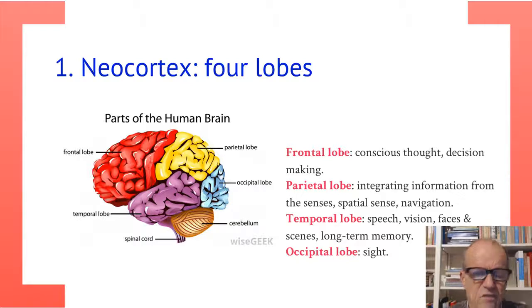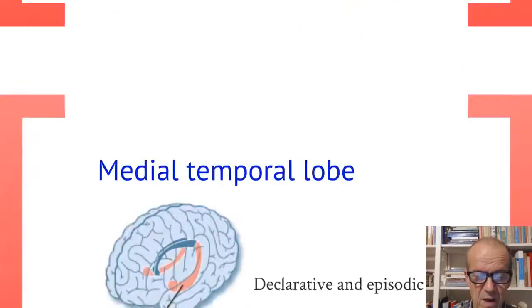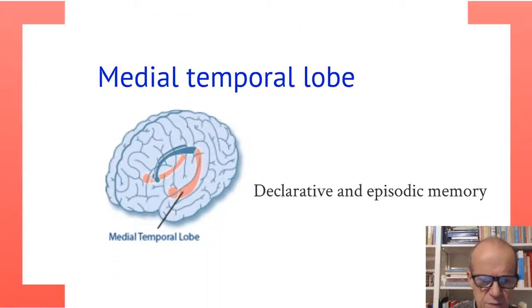So these are very, very gross demarcations, so to speak, of the functions of the human brain, of the neocortex. But you have a basic idea where things happen. And the medial temporal lobe has an important function as far as declarative and episodic memory are concerned. So as I said, we could also say semantic and episodic memory in our distinction.